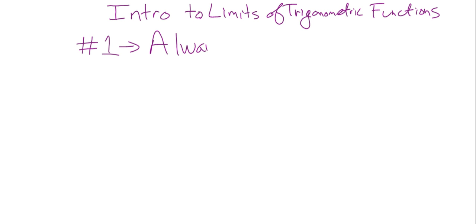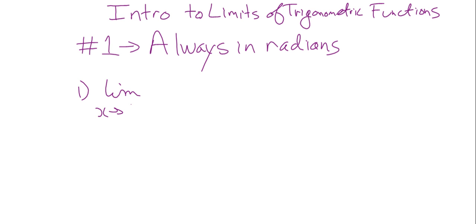Always in radians. Okay, so that's not really number 1, but that's number 1, right? So when we do limits of trig functions, it's always in radians. Okay? Won't work in degrees. Okay, the real number 1. What is the limit as x approaches pi by 6 of sine x?